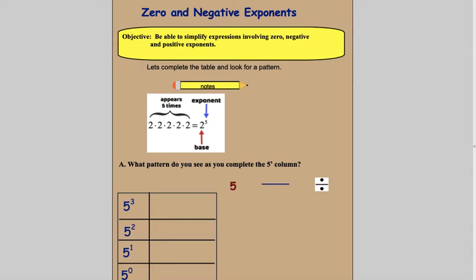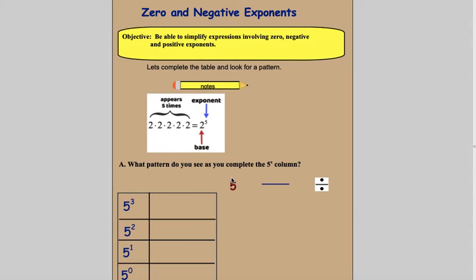Going to try to get you to understand zero and negative exponents. So by the end of this, hopefully you should be able to simplify some exponents. Obviously, they're going to have the zero exponent and the negative exponent, and I will try to talk about some of the easy, simple mistakes that you might make.